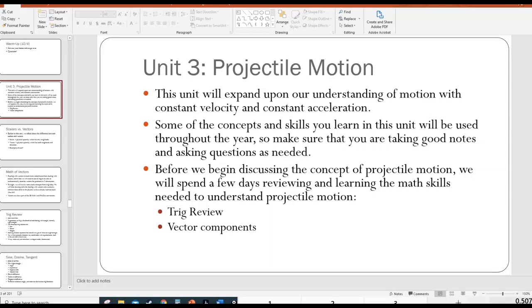We're going to be learning some new math skills before we get back to physics. And so before we actually get into projectile motion itself, we're going to focus on two things basically. We're going to review some very basic trig, and then we're going to look at vector components and finding components of vectors. Okay, and we'll do that later on. Today we're just going to focus on reviewing trig.